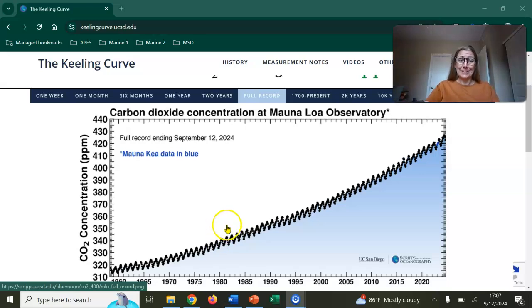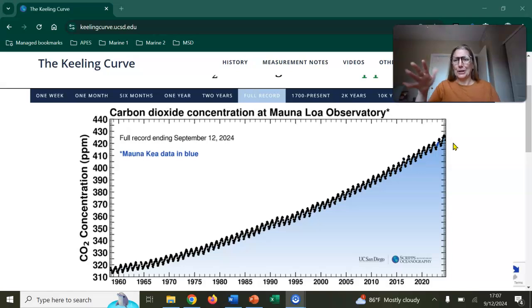And now, present day, we are at 420 something, 422, 425. It varies day to day. So that's a big increase in just 40 something years. And that is what we are concerned with, how quickly CO2 concentrations and other greenhouse gases are increasing.